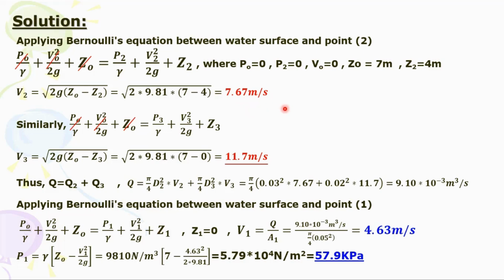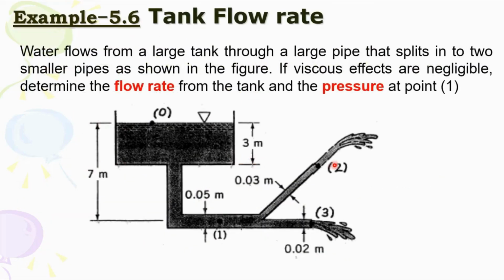meter per second. Similarly, you can apply Bernoulli's equation between the water surface and pipe 3. The same Z0 and P0 over gamma is 0, and the initial velocity is 0 because it is at rest. Then you can find the velocity going out from this one. So we have calculated V2, the velocity coming out from this pipe, and V3, the velocity at point 3 coming out.